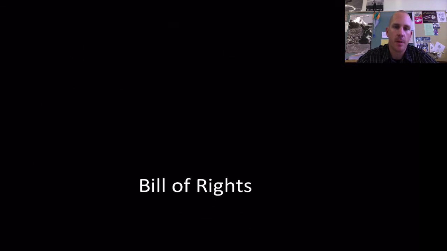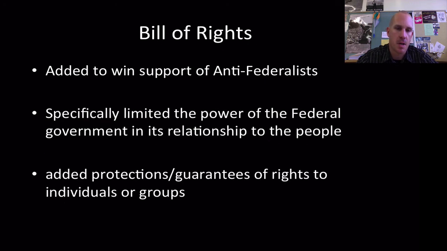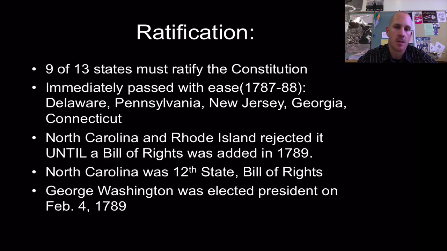So the Bill of Rights itself was added to win the support of those Anti-Federalists like we just talked about, and it specifically limits the power of the federal government in its relationship to the people, and it's going to add protections or guarantees of the rights of people. And ratification: we needed 9 of 13 states to ratify the Constitution before it could go into effect as law. Delaware, Pennsylvania, New Jersey, Georgia, and Connecticut all ratified immediately. North Carolina and Rhode Island rejected until the Bill of Rights was added in 1789. And George Washington was elected president February 4th, 1789, being the first president under the Constitution, not necessarily our first president.